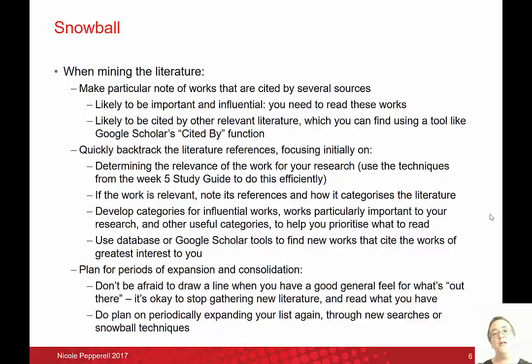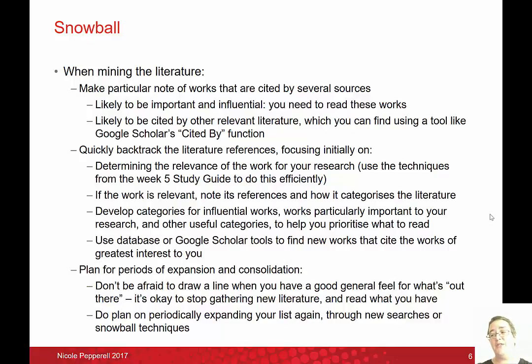So you spend a period of time snowballing, backtracking from someone's reference list to other works, and then looking at the reference lists of those other works and backtracking those. And at some point, you're going to end up with a list that is really too long. And that happens to everyone. Don't be afraid to draw a line. What you're trying to do at this stage is just get a general feel. What are the major debates? Who are the major people? What does the literature roughly look like in my area?